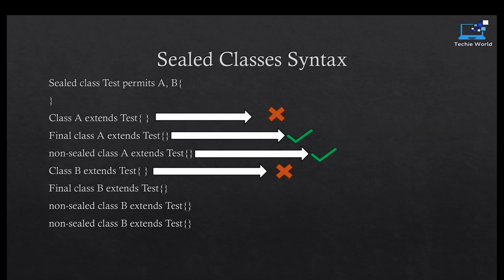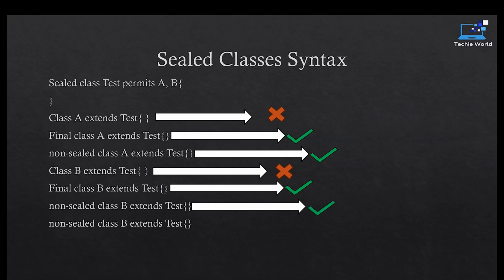The next statement is sealed class B extends Test. Can we write this? Yes, we can, because classes either can be final or non-sealed or sealed. Okay, so we can write this. Can we write this one, non-sealed class B extends Test? Yes, we can write it. Can we write the last statement? Yes, we can write this. I think the last one is the same, right? Sorry, it's a duplication, but yes, you can write this also.